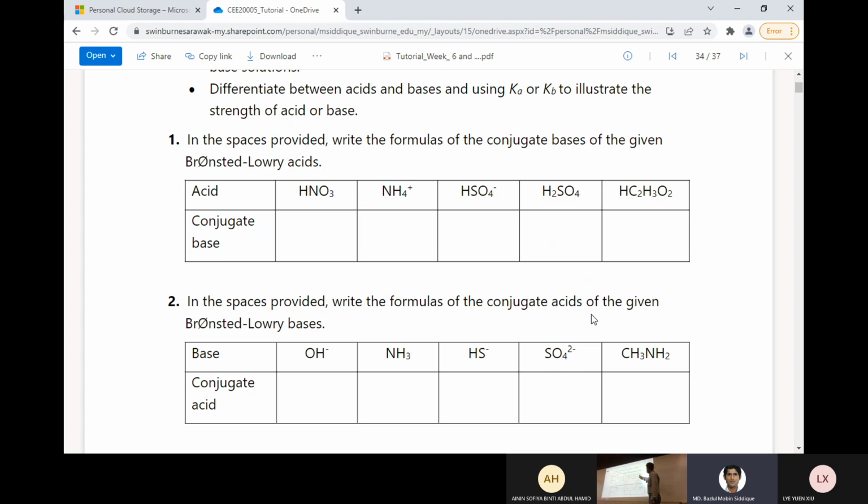What is this? HC2H3O2. If I write it this way, probably you will know, right? Acetic acid or ethanoic acid. If the hydrogen ion goes away from here, this will be the conjugate base. The conjugate base occurs after it has liberated the hydrogen ion.